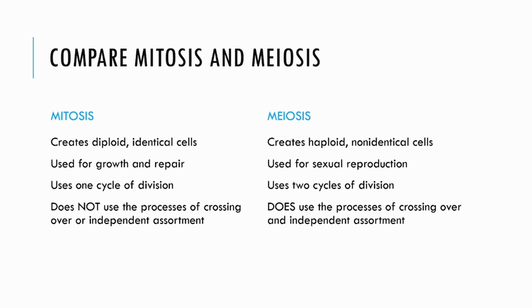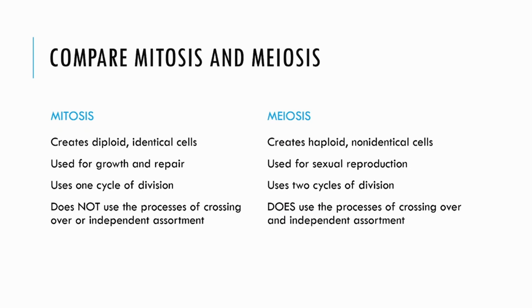So let's wrap this one up by comparing mitosis and meiosis one last time. Mitosis is used to create diploid, identical cells, and it's for growing and repairing tissues. We only use one cycle of division. So we go through the prophase through telophase process only one time. And we are not using crossing over or independent assortment since our goal is to stay identical with mitosis.